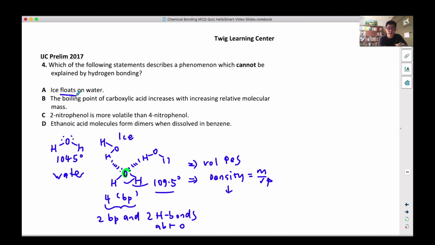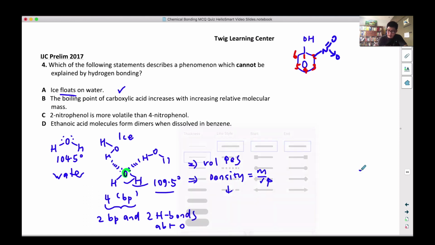Which one cannot be explained? So this one can be explained. I'm going to draw 2-nitrophenol. You must be quite familiar with the name 2-nitrophenol. So this is phenol. Let me just draw phenol. And these are the labeling. This is carbon number 1, 2, 3, 4, 5, 6. So when you say 2-nitrophenol, it means the nitro group is on the second carbon here. This is the nitro group.